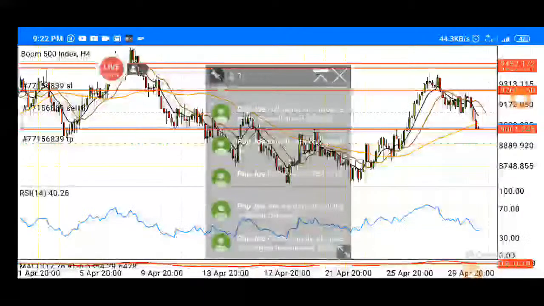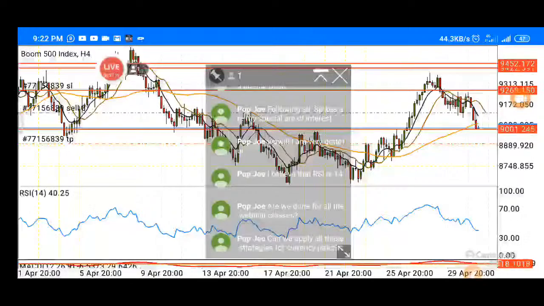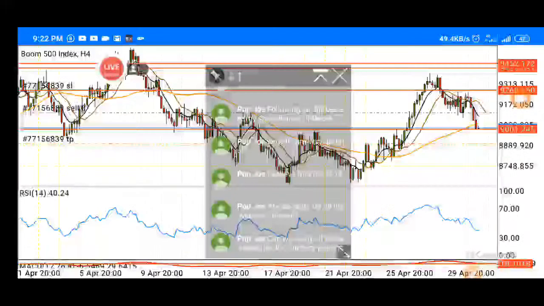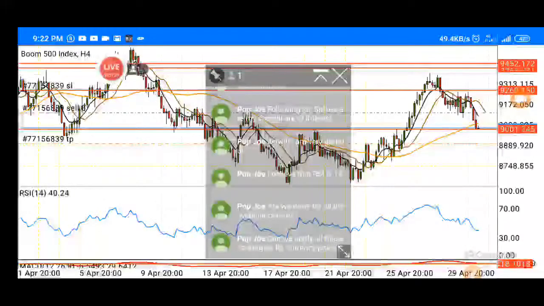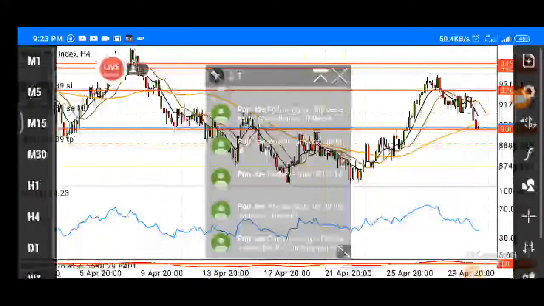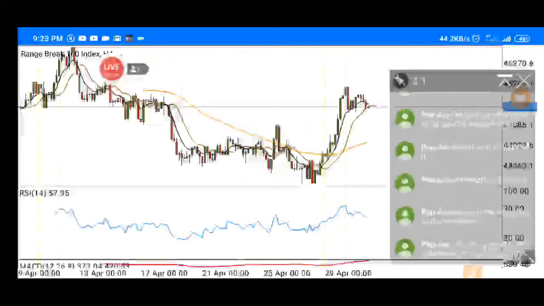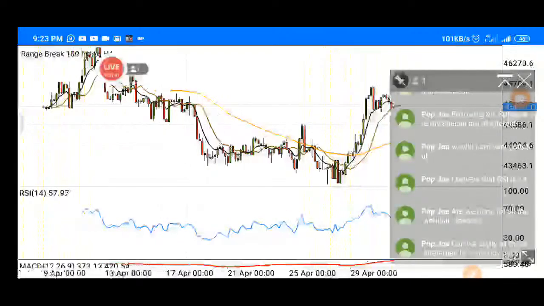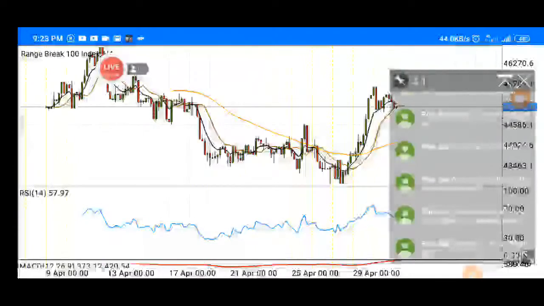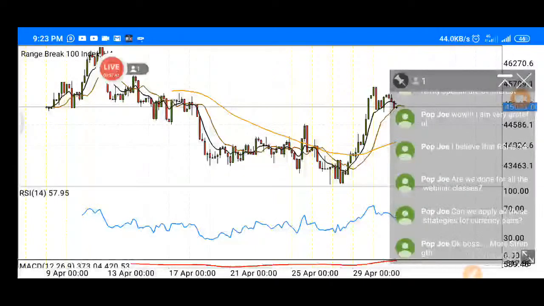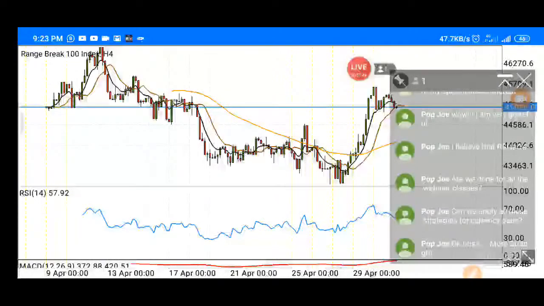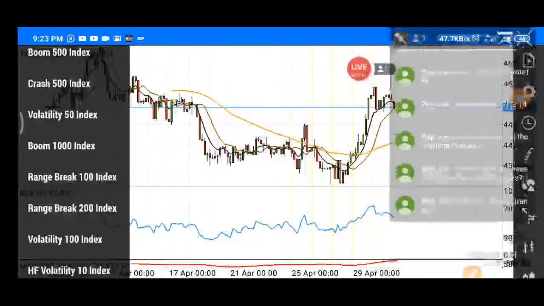Of course, you can. That's the normal technical analysis, the normal price action. That's the normal movement of markets. So you can apply it to any pair, whatever pair it is. Even this range break that Binary just introduced. Let me show you something on range break. You can trade it normally as you trade other markets.